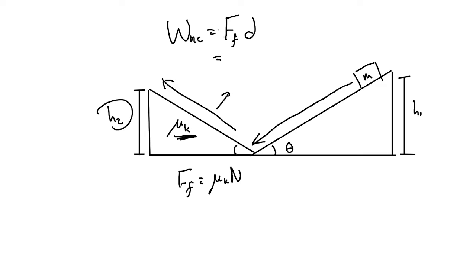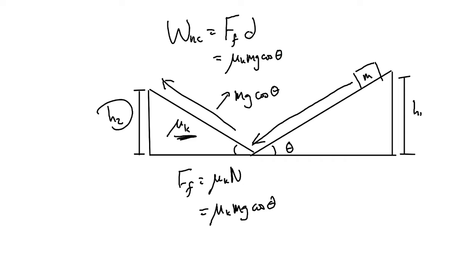So we have our frictional force, right? Our normal force is going to be mg cosine theta, because of the components. So our normal force is equal to mg cosine theta. That means our frictional force is going to be mu k mg cosine of theta. So we can plug that back in here. That's going to be mu k mg cosine of theta.